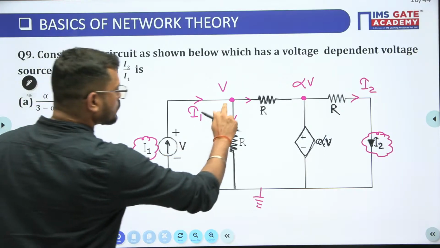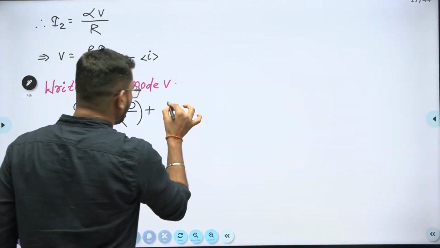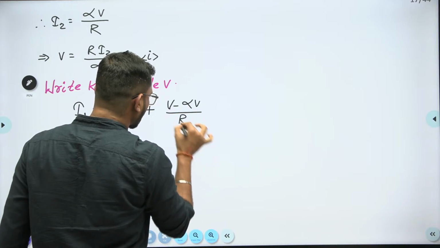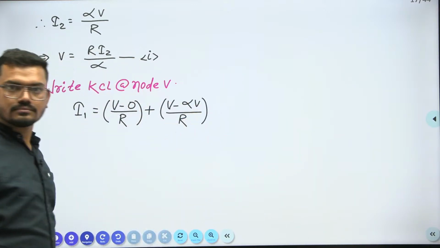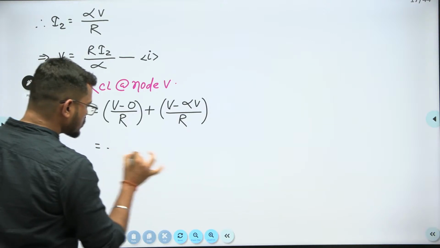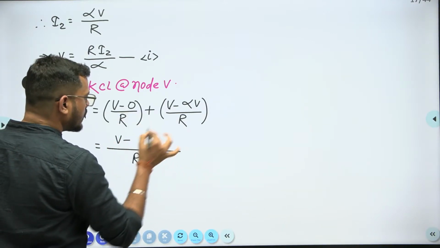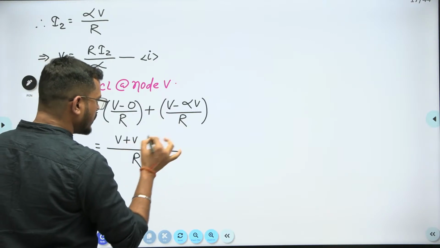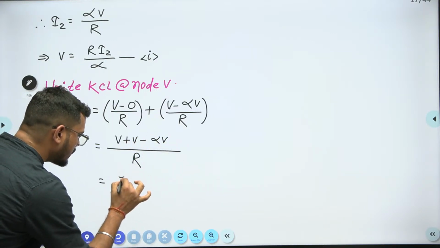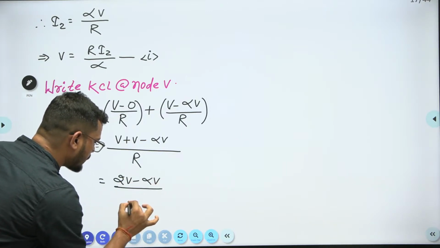So this is V minus alpha V divided by R. Okay. So this is V minus alpha V, and this divided by R. Is this correct now? So just simplify this, guys. This is the value of R only. This is V, and this is again V, and this is minus alpha V, guys. So we can write here 2V minus alpha V, and this divided by R.